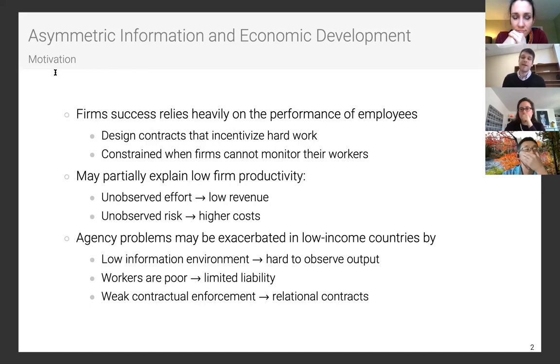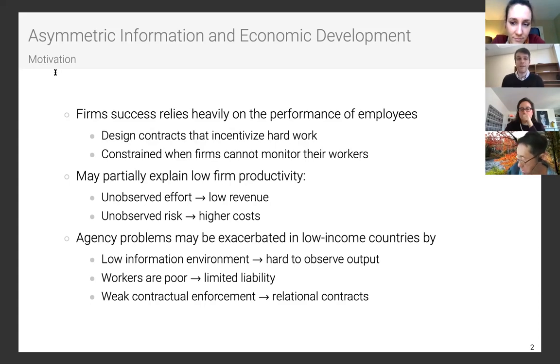But we think that this classic principal-agent issue might partially explain low firm productivity that we see particularly in low-income countries. And just to make this very concrete, if firms can't observe how hard their employees are working, the effort they're putting in, this might result in lower revenue for the firm. But in addition, if you can't observe the types of actions or the riskiness of those actions that the employee takes, this might inflate your costs as well.